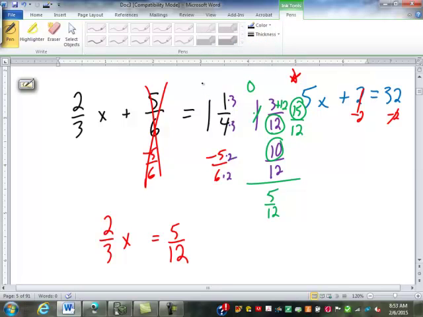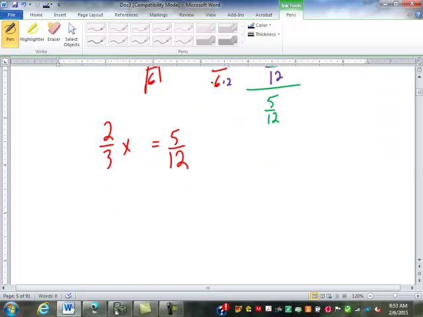Again, this is nothing more than just how we solved our other equations. It just takes a little longer and it looks a little more complex because there's fractions involved. Now that we have that, what's our last step? Divide by 2/3. Good, make the 2/3 go away. Over here, dividing by 2/3 is going to be a little trickier.